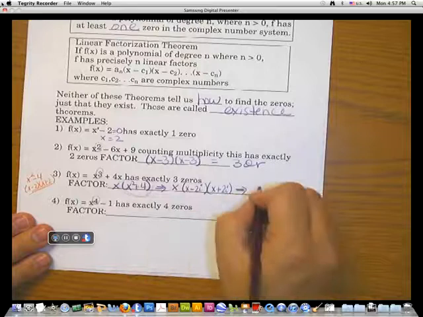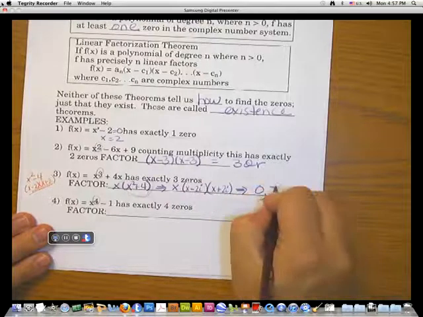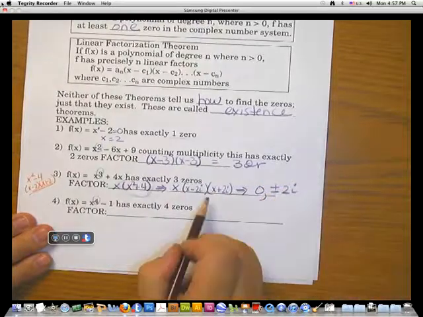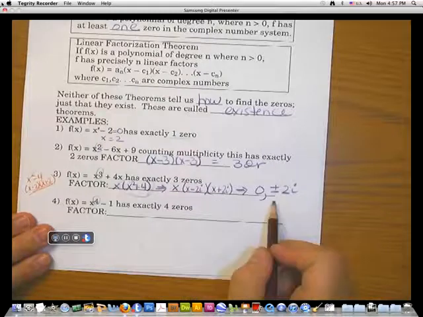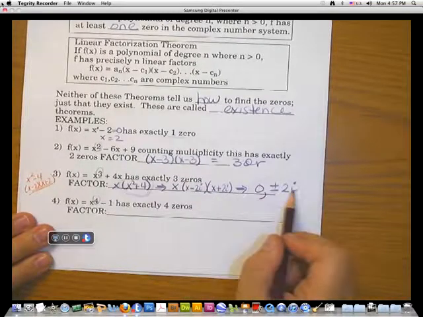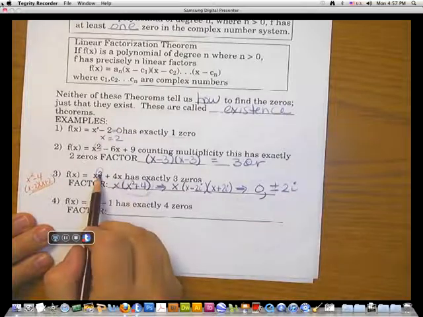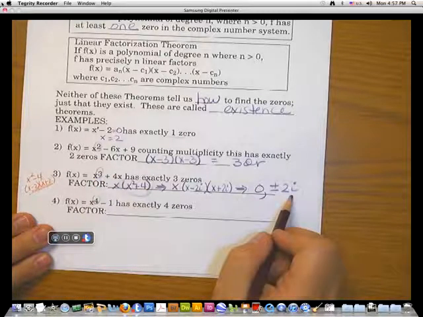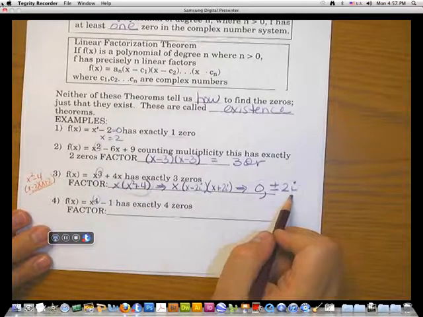So therefore, we get 0 and then plus minus 2i as all of our zeros. There's 3 of them, because that's what our power says. Only 1 is real, 2 are imaginaries.